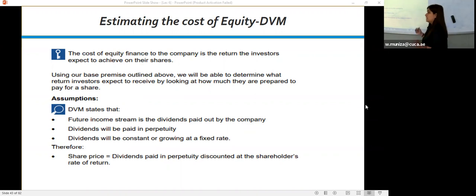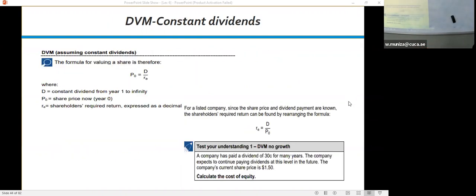Share price. What is going to be the share price? Dividend paid in perpetuity discounted at the shareholders' required rate of return. Now students, come to the formula. Dividend assuming constant dividend without growth.